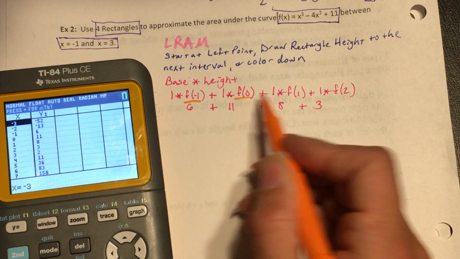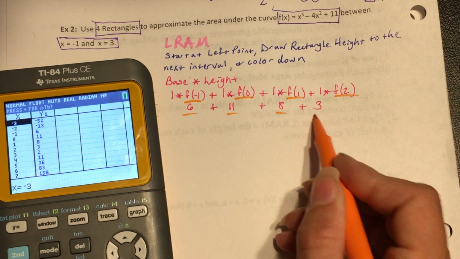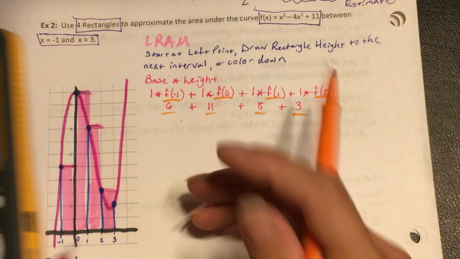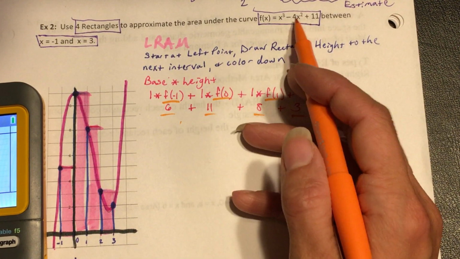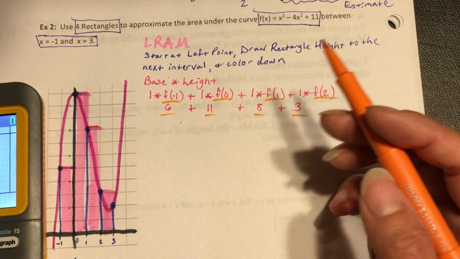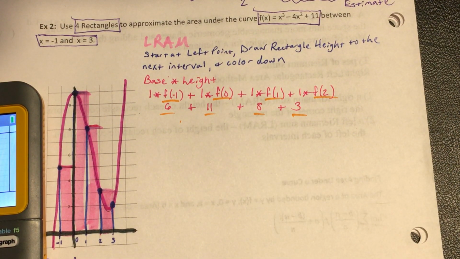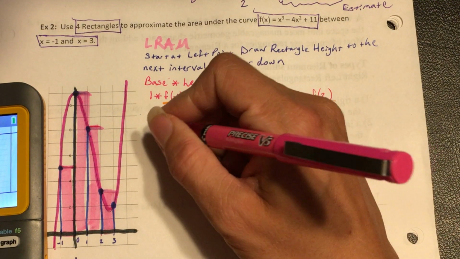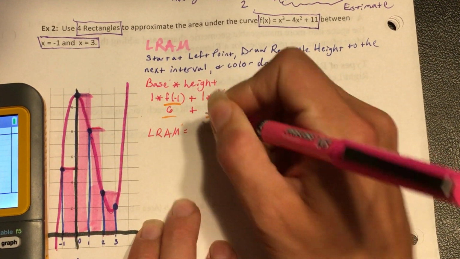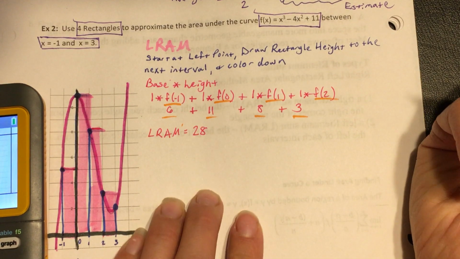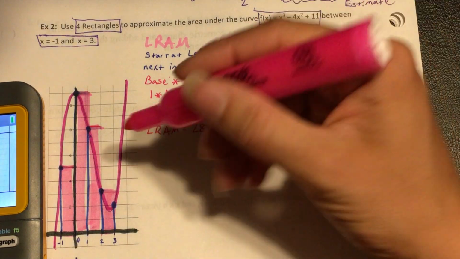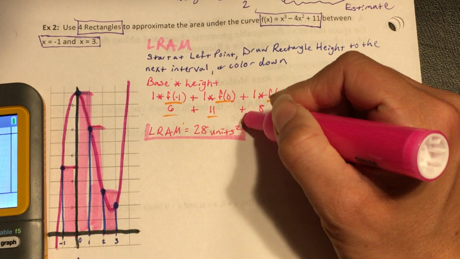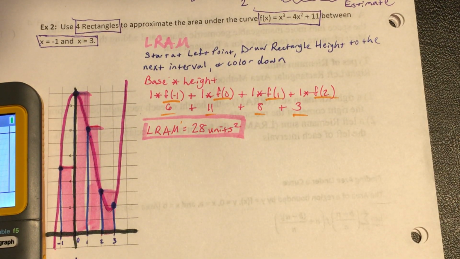So to find each of these values, we plugged it in to our calculator. And if you wanted to, instead of using the table, you could just straight up plug in all of these values into the equation. -1 cubed, -1 squared, and then plus the 11. But something to be careful of is having to use your parentheses with all those expressions, which is why using your trace or your table is a little bit easier. So adding those values together, we find that our LRAM is equal to 28 what? Units squared. Because remember, we are finding area when we are looking at LRAM and RRAM. So make sure you've got that unit squared as your appropriate area unit.